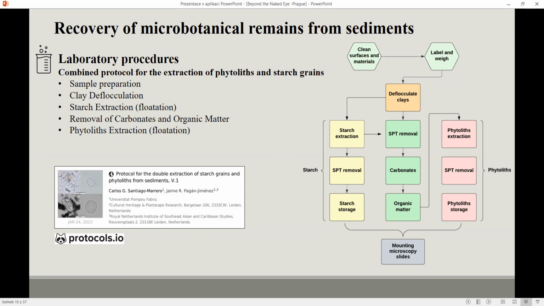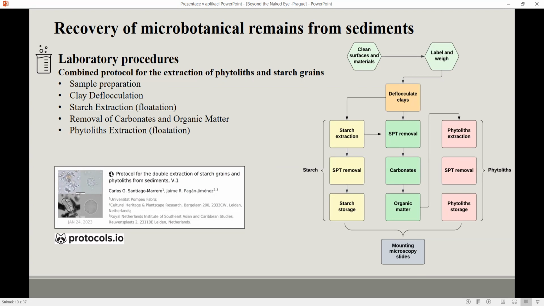For this task, I follow a combined protocol to extract both starch grains and phytoliths from the same sample, and it can take a little bit more than 1 hour. As a summary of the protocol, we start with sample preparation, which includes labeling and weighing. Then we proceed to clay deflocculation, which basically loosens the clays to allow the starch grains to be freed from the soil matrix. And we recover the starch grains first by flotation using a heavy liquid, in order to avoid the exposure of the starch grains to other harsh chemical reactions that occur later during the phytolith procedure, which can cause heavy damage to the starch grains.